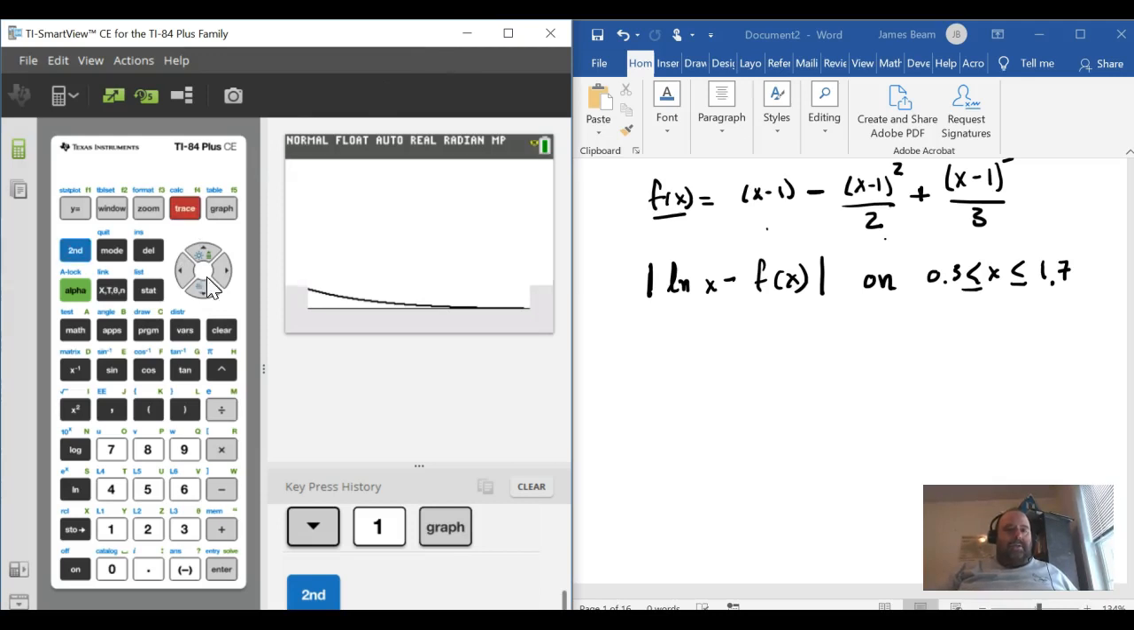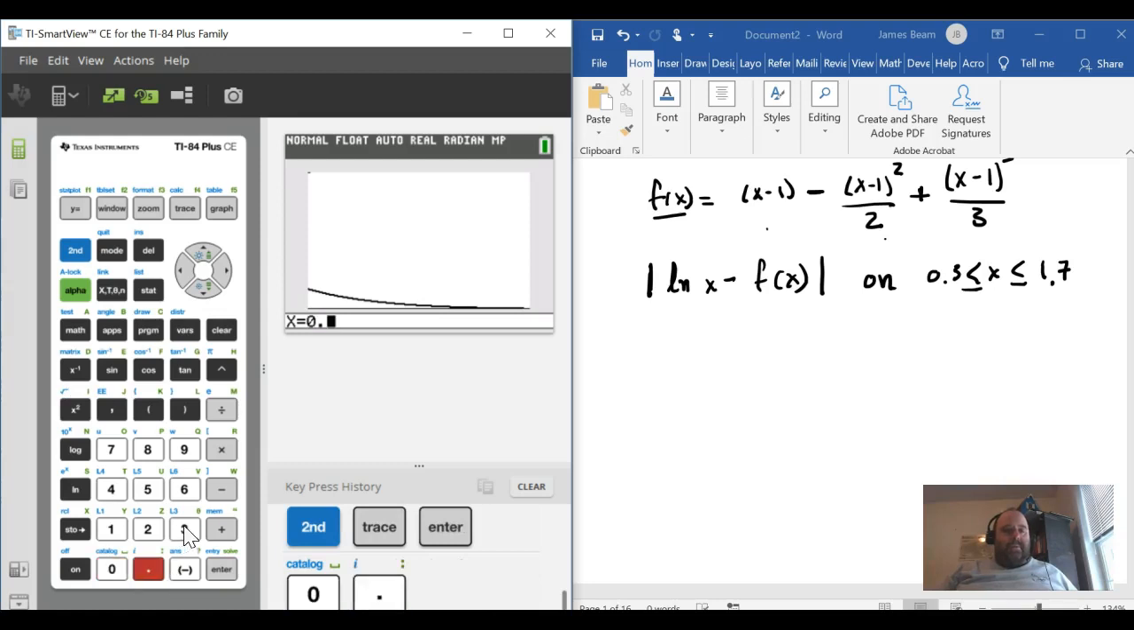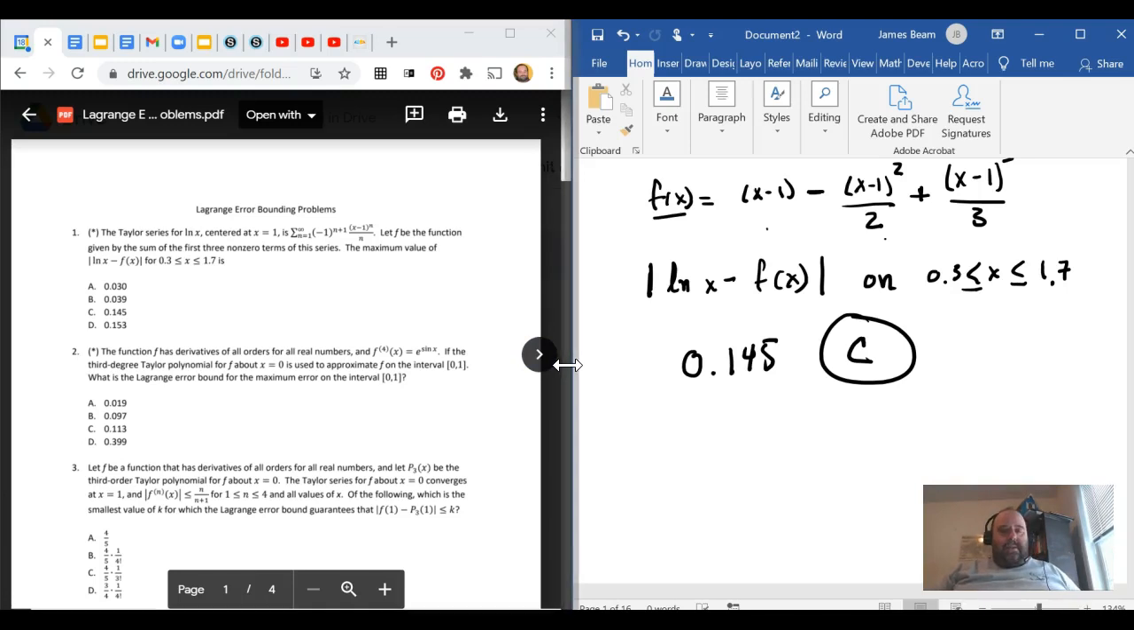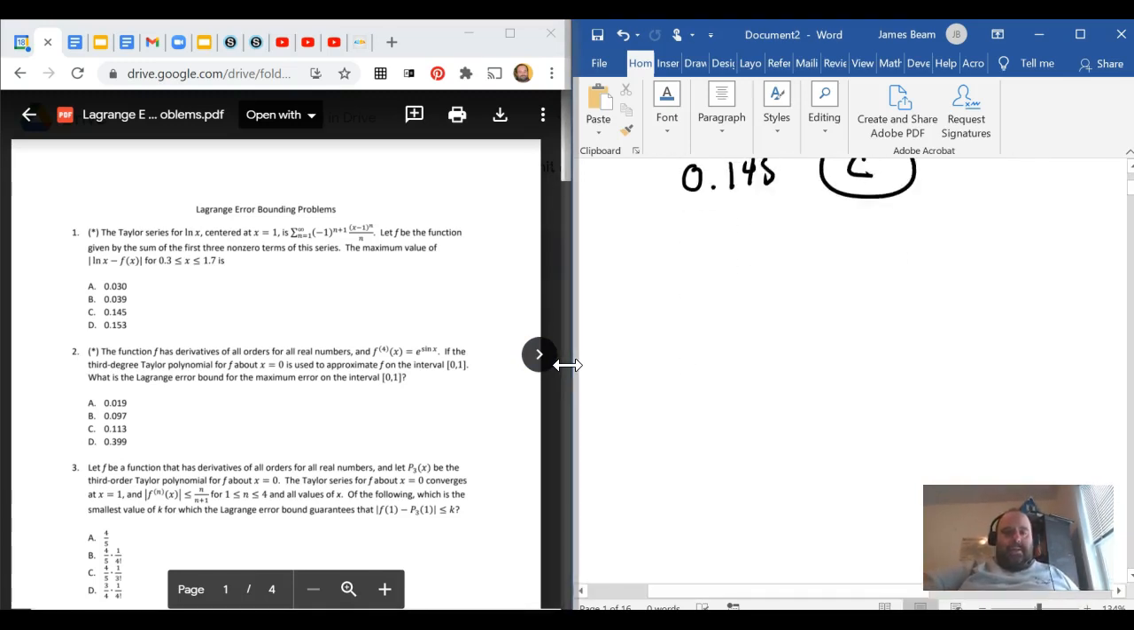So we're going to go second trace value. I'm going to find the value for when x is 0.3, right? And that tells me that it's at 0.1446, right? So that looks like pretty close to 0.145, and I'm going to pick answer C for that one. So by just teasing out what the problem says there, I don't have to do a whole lot of work with Lagrange. So that's kind of nice.